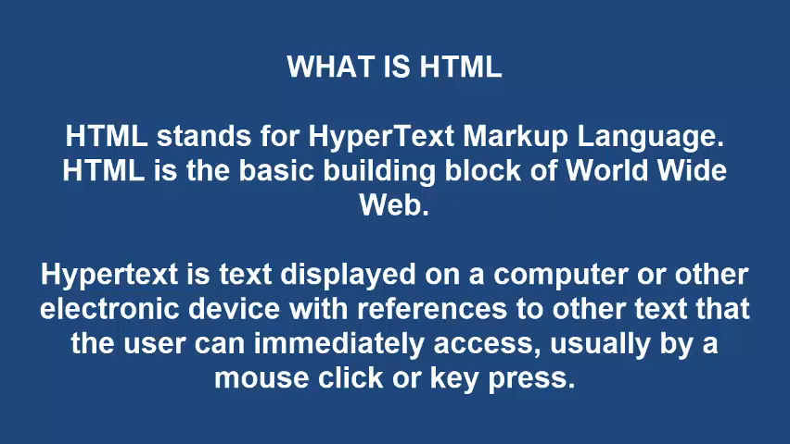Hypertext is a text displayed on a computer or other electronic devices with reference to other text that the users can immediately access, usually by a mouse. A hypertext is an information that you can display on the web page, and people can click on it in relation and do something with a mouse. So I don't want to bore you with the whole long details.